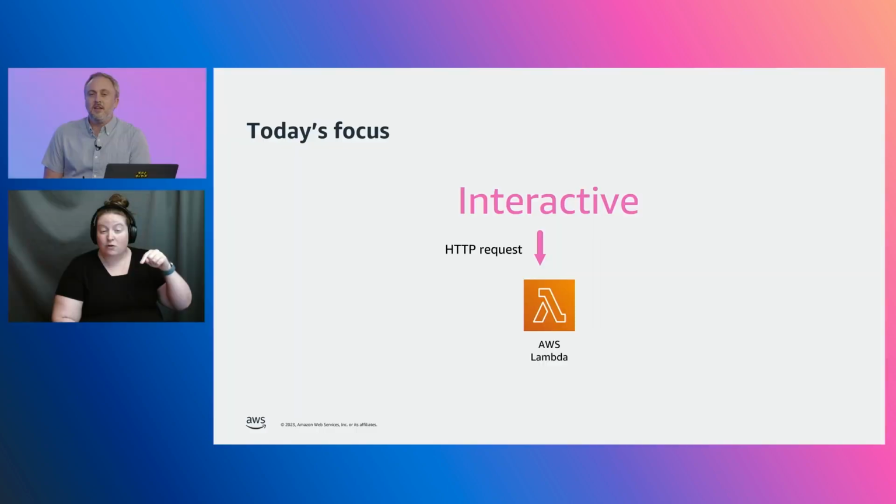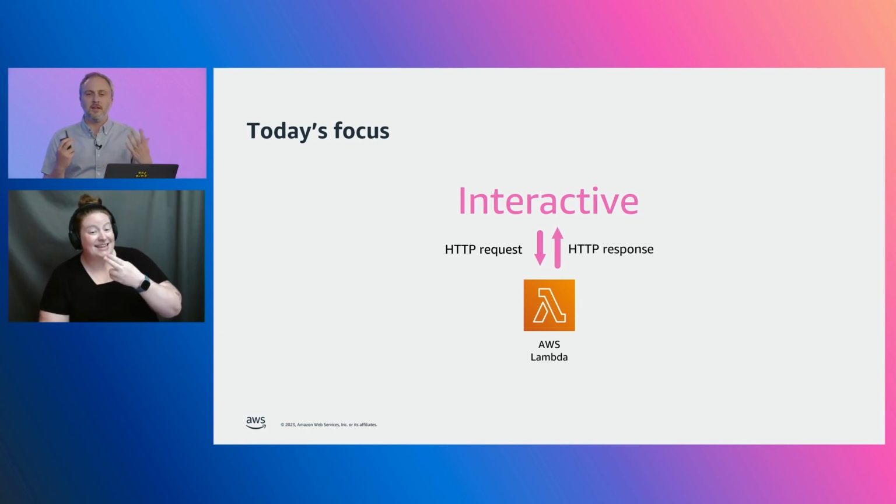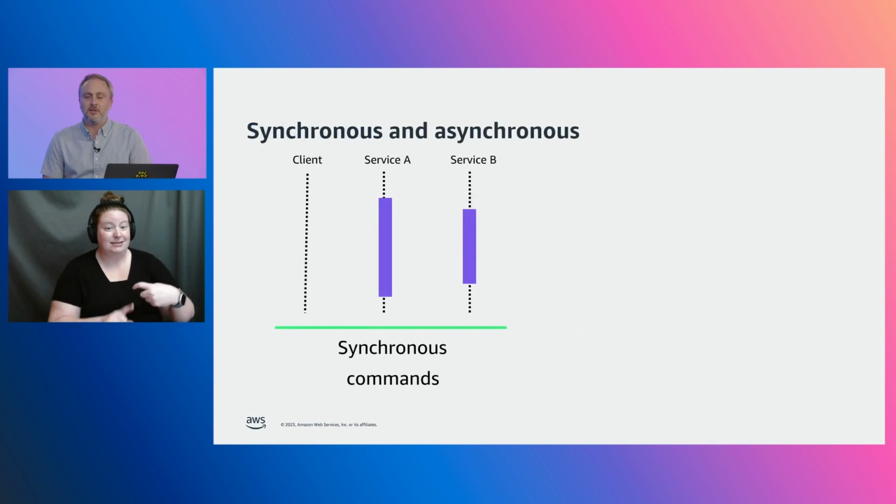Now, before I jump into different ways of building interactive applications with Lambda, I want to quickly define what I mean when I say an interactive Lambda-based application, right? So for the purposes of this little talk, I'm going to say an interactive Lambda application is one where that Lambda function is invoked using an HTTP request and returns back an HTTP response, okay? So that's my interactive Lambda-based application.